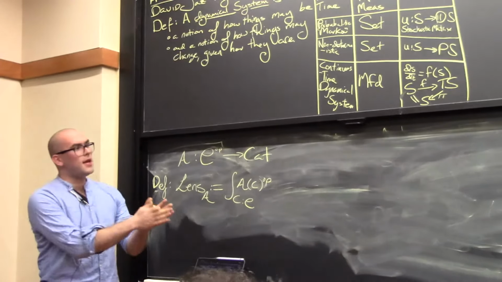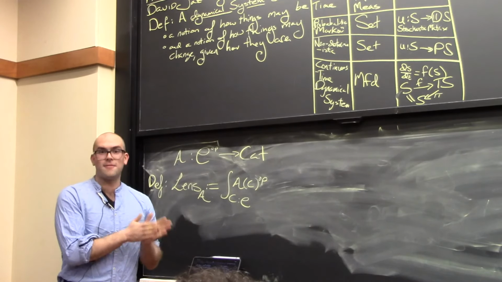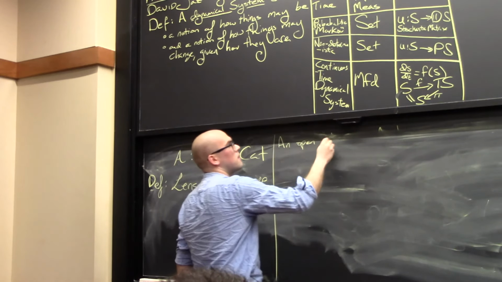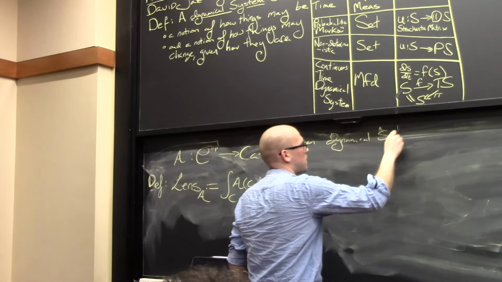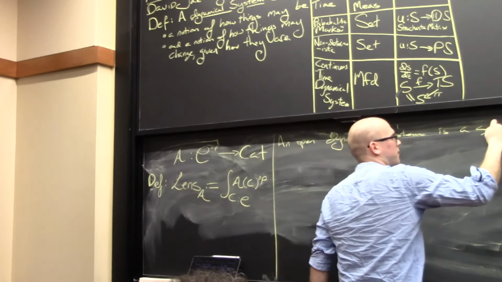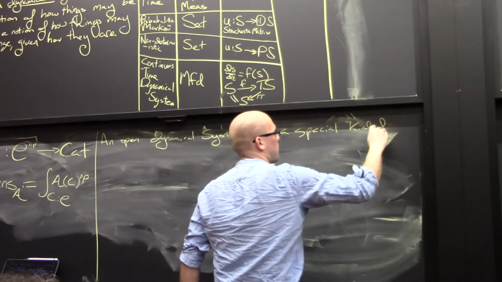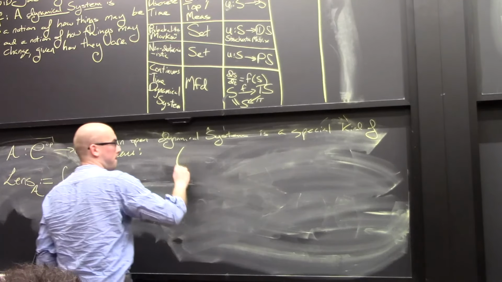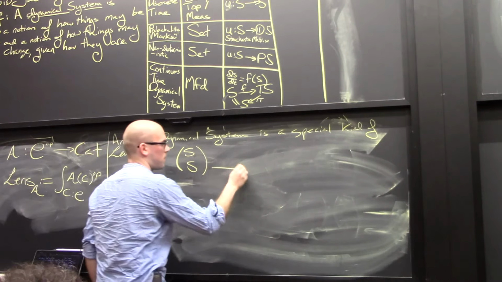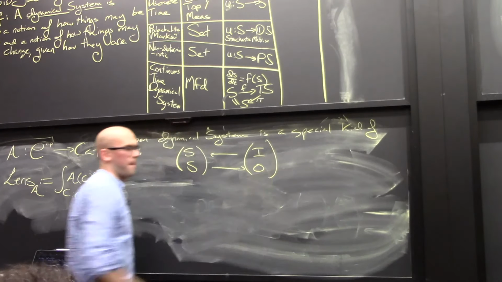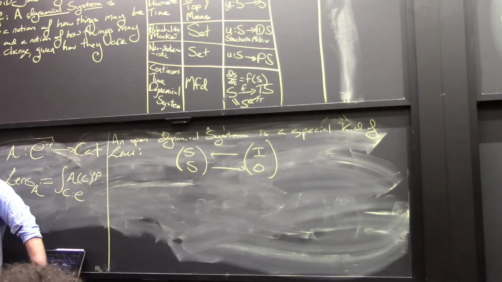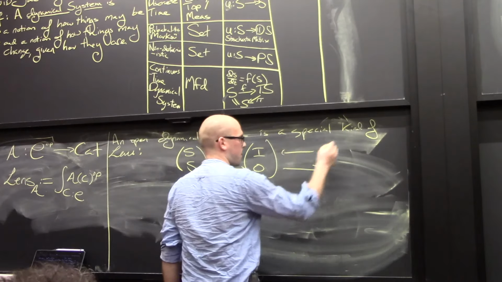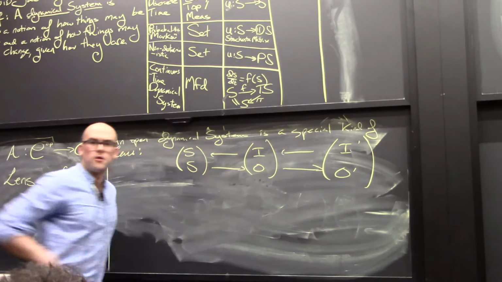Now, you can see that a dynamical system, an open dynamical system, is a special kind of lens. Namely, it is a lens of this form, S S to I O. Now what's nice about this is that because it's a lens, and because lenses compose, we can take any lens over here, and the composite is a new dynamical system.